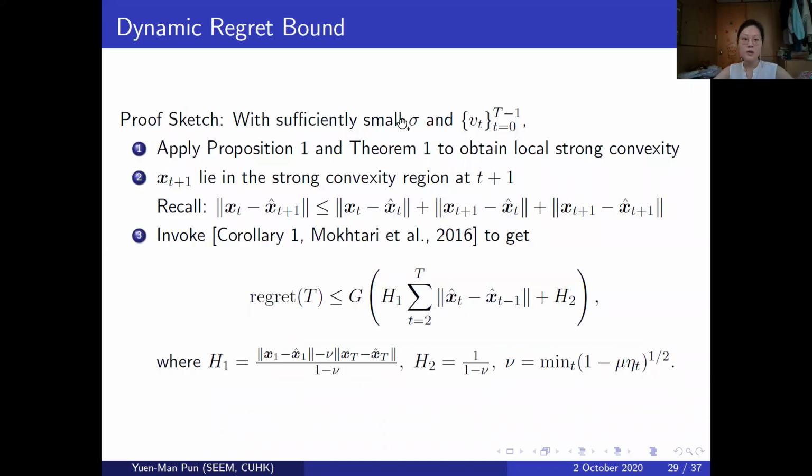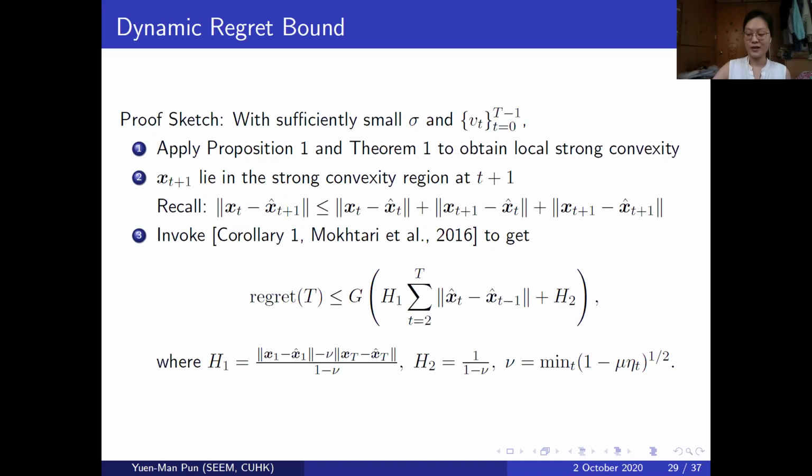Okay, so now let's do the sketch of the proof. We have already prepared quite well, so we simply plug in all the results and we can get the dynamic regret bound. But let me just recall this, okay?